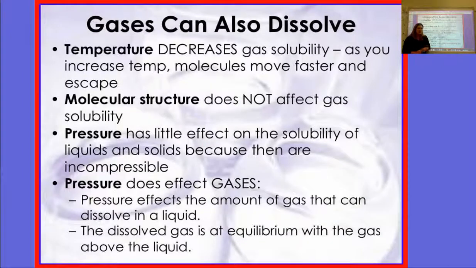Gases can also dissolve in water. That's how fish breathe, dissolved oxygen. Temperature does affect that as well. If you increase the temperature of your water, you actually decrease gas solubility. These are inversely related. So if you want your fish to live longer, you probably don't want to heat up its water, because as you heat up the water, those molecules of oxygen inside the water want to move faster, and they actually escape and they come out into the air, into the atmosphere.